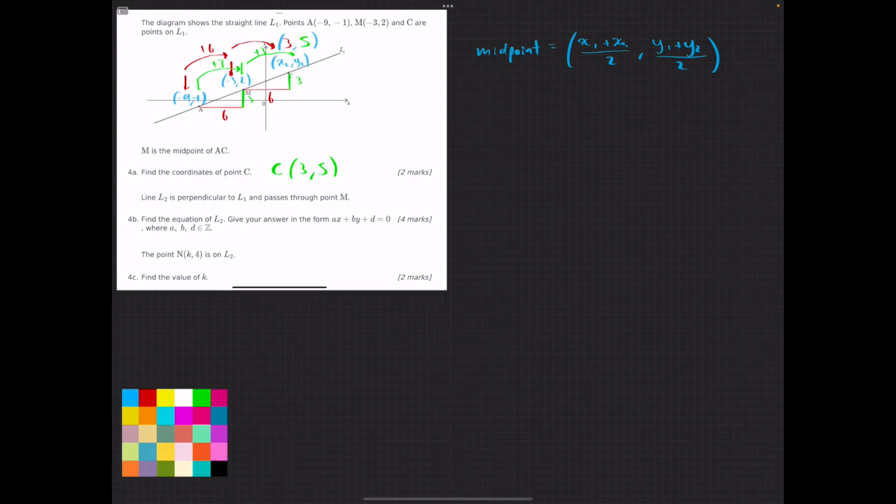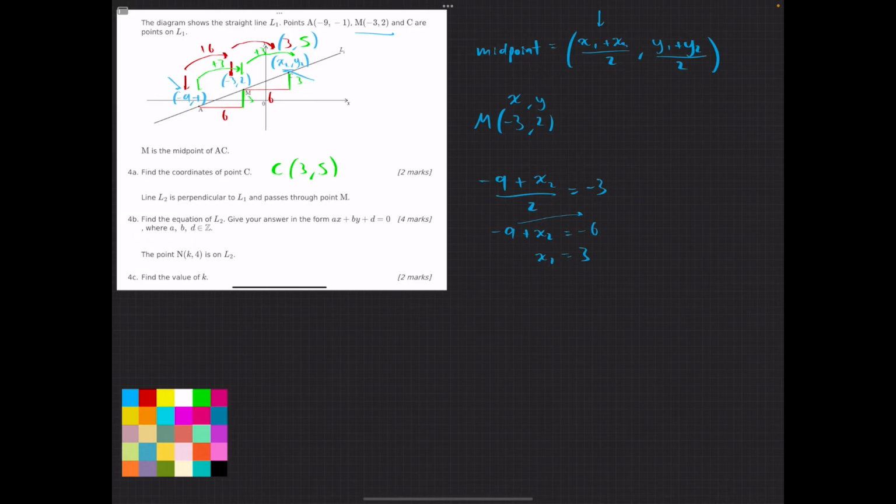That's fine. Alright, let's do this more algebraically. Let's write it out. M, they told us, is (-3, 2). That's this value right here. The x-coordinate is -3 and the y-coordinate is 2. So our midpoint formula tells us that (x1 plus x2) over 2 should equal -3. We know x1 is -9, and we don't know x2. So (-9 plus x2) over 2 should be equal to -3. Again, we can do a little algebra here. Multiply both sides by 2. We'll have -9 plus x2 is equal to -6. Bring this -9 over to the other side, and we will have x2 is equal to 3.